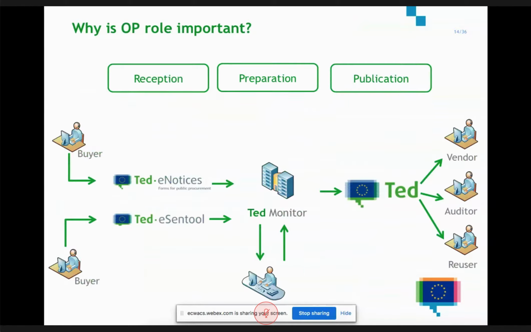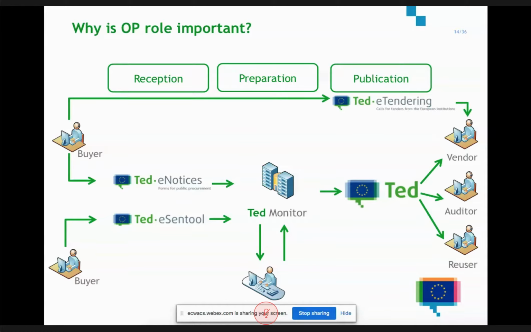Why is the Publications Office's role important as well? Basically, we are the link between the buyers and the vendors. We receive the notices from the buyers via websites called eNotices and eSender, depending on who sends them. We process these notices in a tool called TED Monitor. We send the notices to a contractor so that they check the formats. They also translate the notices from the EU institutions. And then when they are validated by our production team, they are published on TED, where the vendors can consult them to see all the business opportunities available, but also the auditors can consult all this data, and the reusers as well.